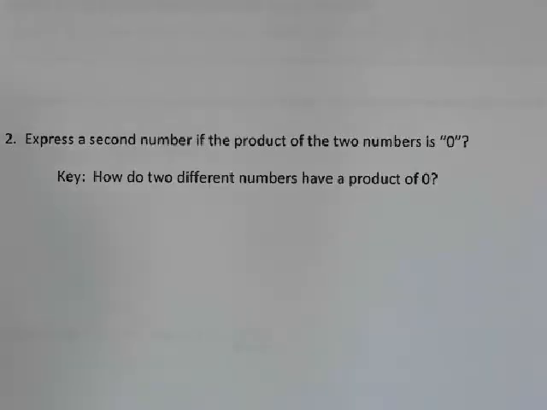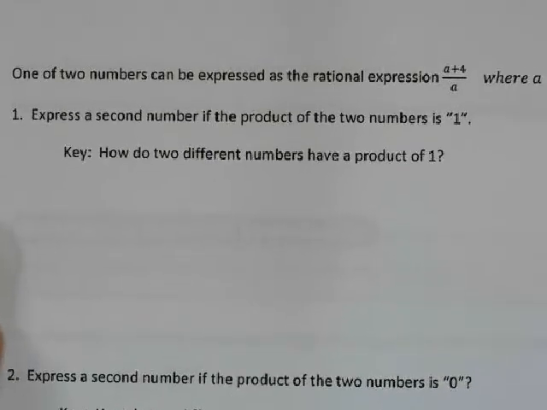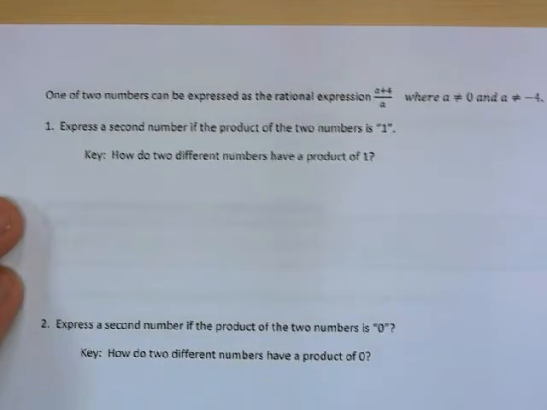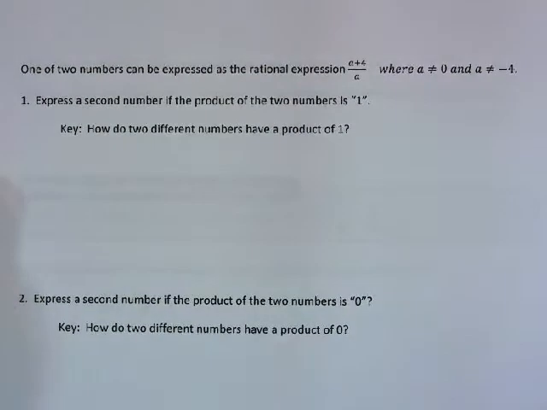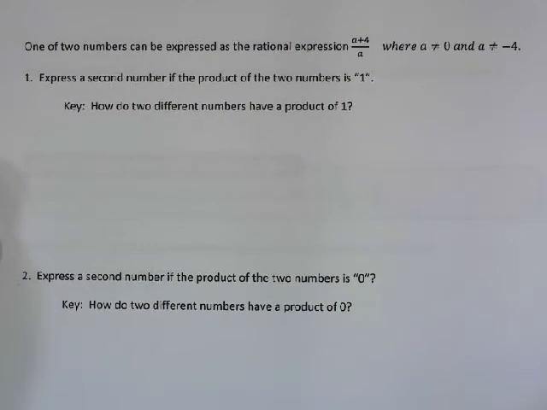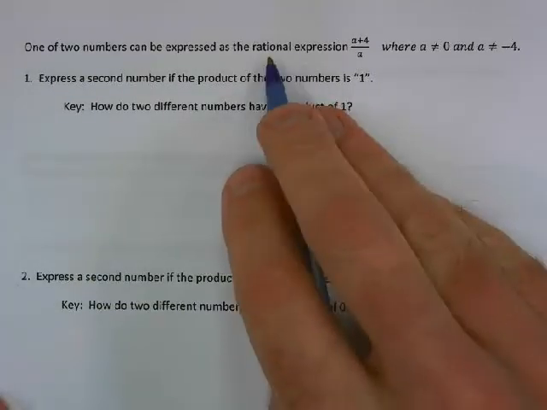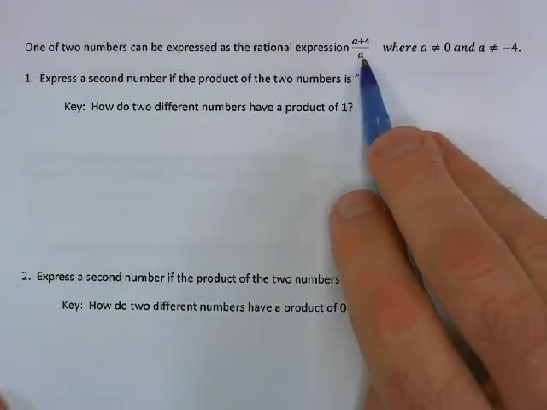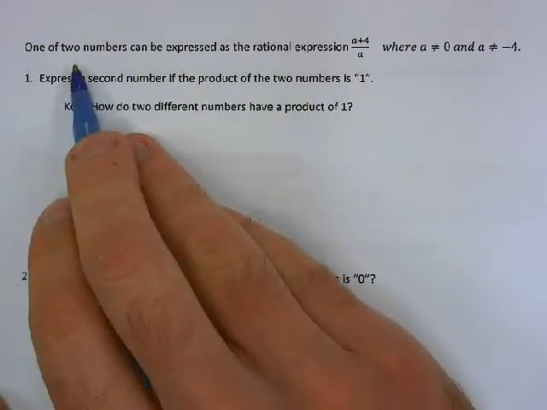All right, now on the second page, just go right to it here. Keep these to one video again. We're kind of looking at some relationships with fractions. Okay, so number 1 here, a little tricky, let's read it slowly. One of two numbers can be expressed as the rational expression, and again, rational expression just means fraction, okay? A plus 4 over A. Okay, so it says one of two numbers, one of them is that.